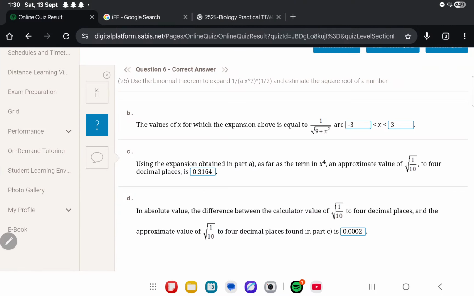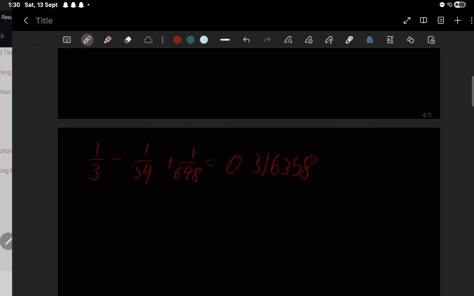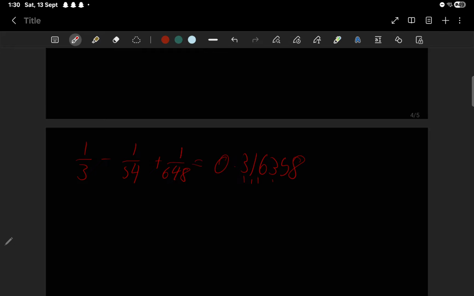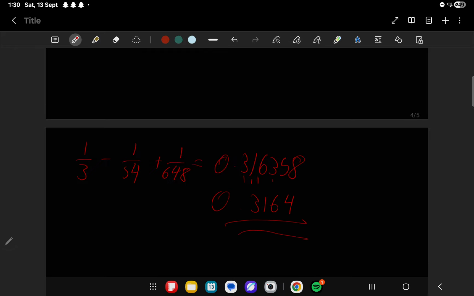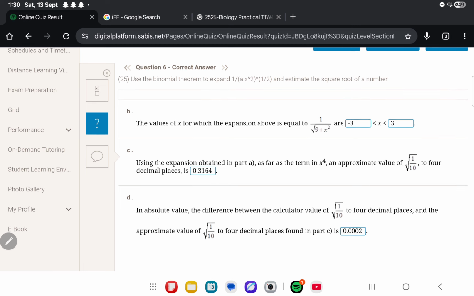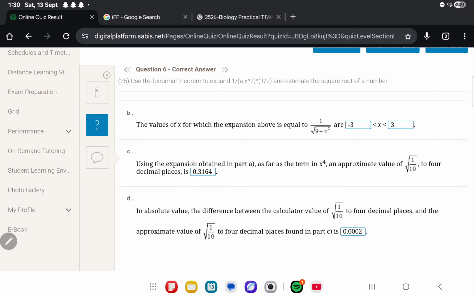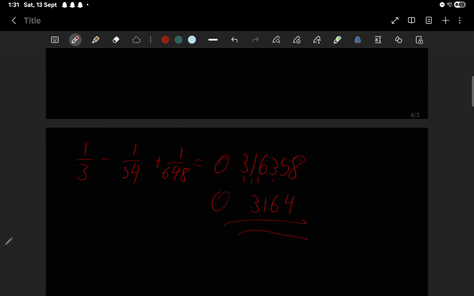What do they want me to take it as? 4 decimal places. So 1, 2, 3, 4. So 0.3164, and this is my answer. Okay, the absolute value of the difference between the calculator value of radical 1 over 10 to 4 decimal places and the approximate value. So we're just going to find the difference between the two values.